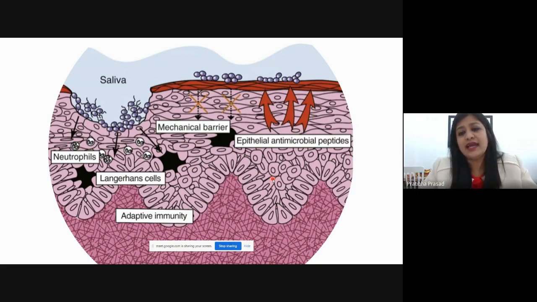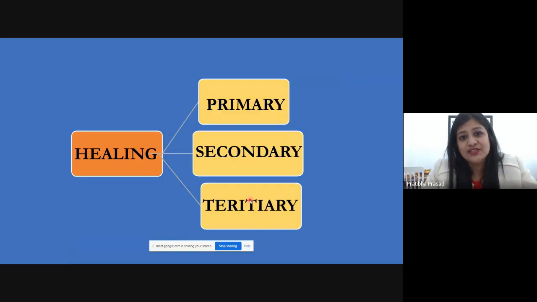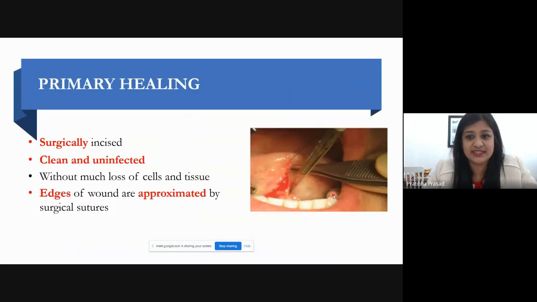Why is oral cavity wound healing different from other parts of the body? Because it is very unique. It has both adaptive immunity and innate immunity. There is a mechanical barrier protecting it from all the microbes present in the oral cavity, and there is saliva around it. There are three different types: primary intention, secondary intention, and tertiary intention. We'll see them one by one.